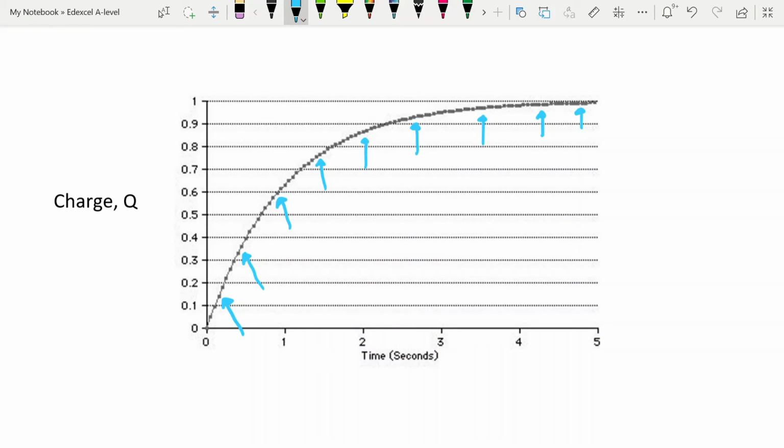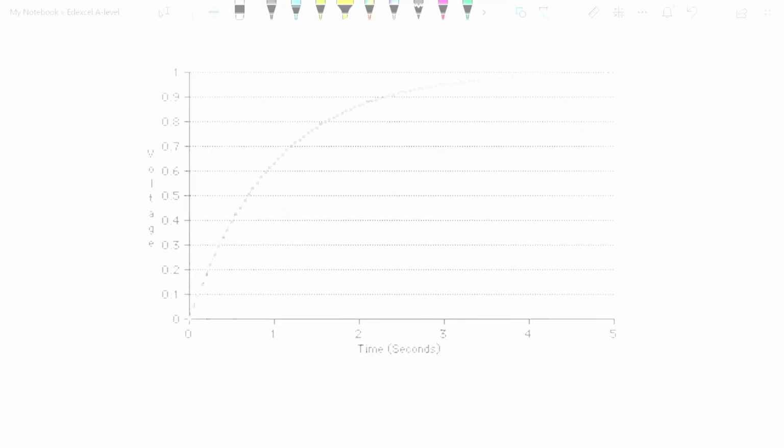So as you add charge on there, remember it's like winding up a spring or pushing two magnets together. As you add charge on there, the potential energy of each coulomb of charge increases. And of course, that potential energy is voltage. So if we look at what happens to the voltage across the capacitor with time, we should expect to see a somewhat similar graph. And in fact, we do.